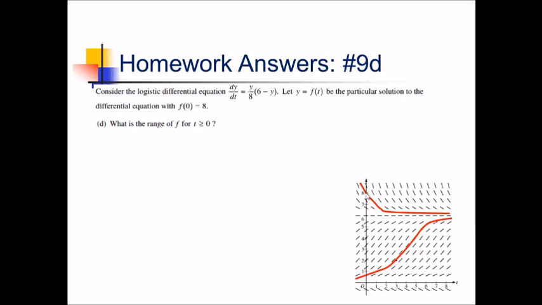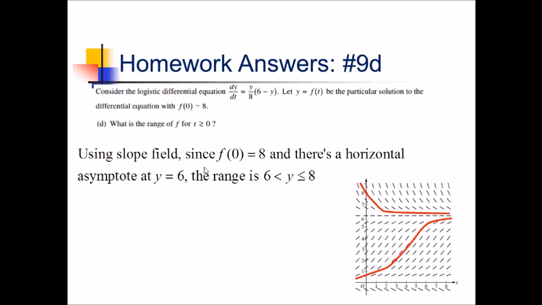Well, we're at exactly 8 here, and we can't go any higher because we'd have to go before the y-axis. And as we move to the right, we have this horizontal asymptote, and we can't get any lower than 6. We can't actually get to 6, but we can get pretty close. So using our slope field, since f of 0 is 8, and there's a horizontal asymptote at y equals 6, we can say our range is going to be 6 less than y, because we can't get exactly to the 6, but less than or equal to 8, because our curve actually does go through 8 at the t value 0.